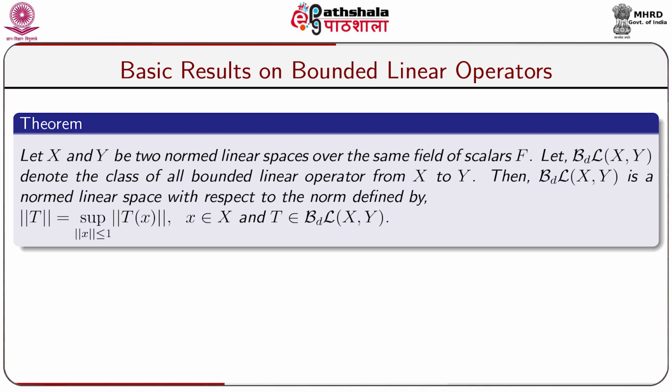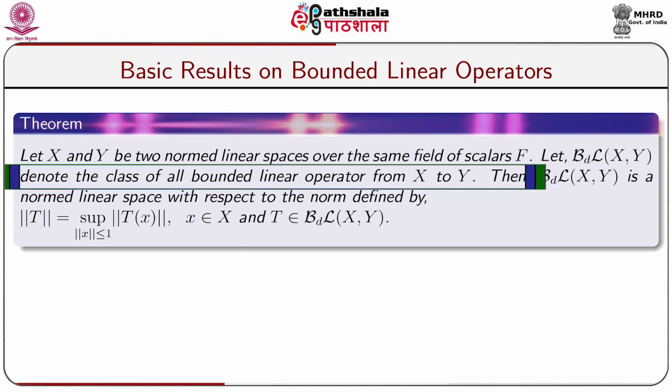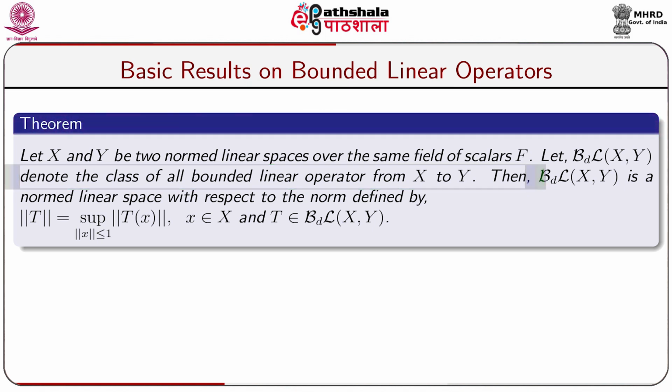Let us take a theorem. Let capital X and capital Y be two normed linear spaces over the same field of scalars capital F. Let BL(X,Y) denote the class of all bounded linear operators from capital X to capital Y. Then BL(X,Y) is a normed linear space with respect to the norm defined by norm of T equal to the supremum of norm of Tx, where the supremum is taken over norm of x less than or equal to 1, x is taken from capital X, and T is taken from BL(X,Y).